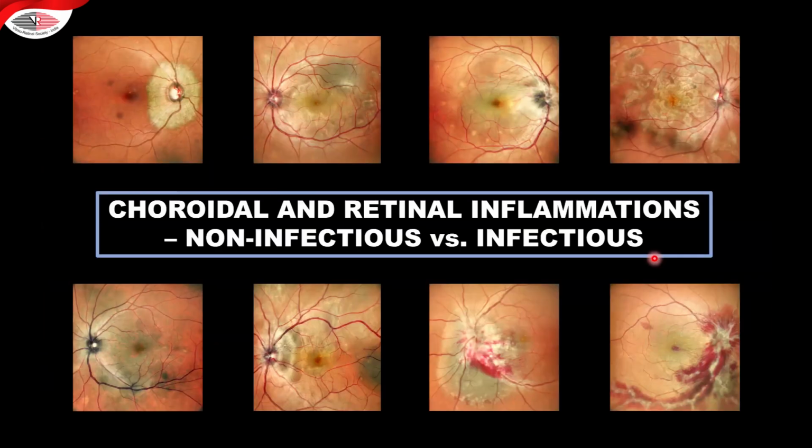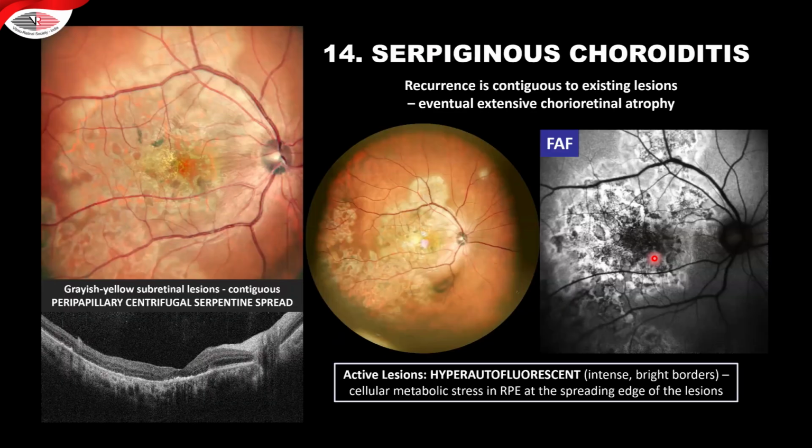Now we come to choroidal and retinal inflammations, non-infectious or infectious type. We come to serpiginous choroiditis. This is a grayish yellow subretinal lesion that you see which comes up contiguously. Peripapillary centrifugal spread is there in a serpentine fashion. You may see scarring in some areas and active areas in the margins.